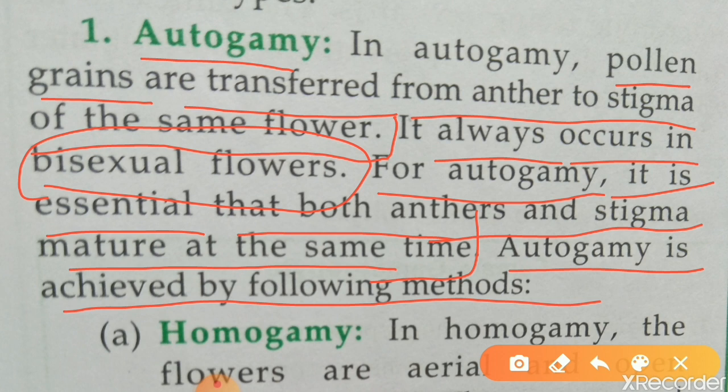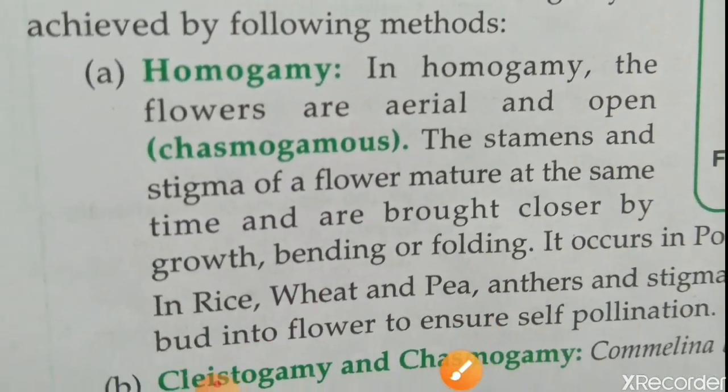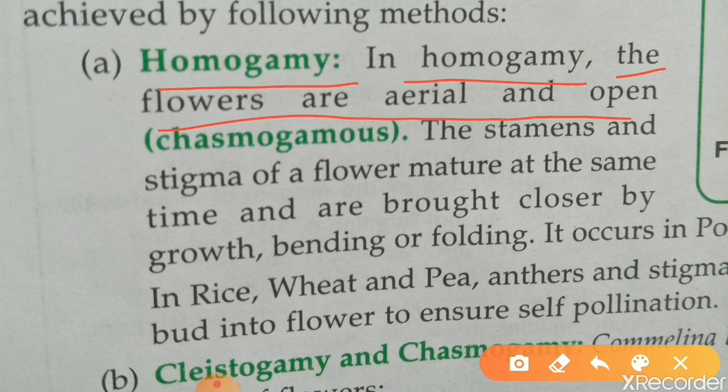First method we can learn as homogamy. First one is homogamy. In homogamy, the flowers are aerial and open in nature. Like normal flowers, homogamous flowers are always aerial. They are aerially located and open in nature. What is the meaning of open in nature? Stamen and carpel, that is male and female parts, are exposed to the air. Okay, they are visible outside.